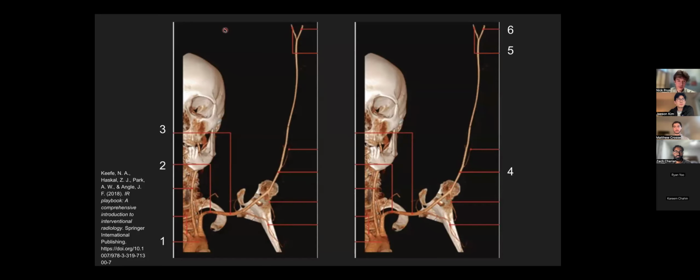Okay, this is also another identification question. We're in the arterial system, so I know there's a lot of numbers here, but feel free to unmute or type it in the chat. So one, two, three, and then four, five, six.